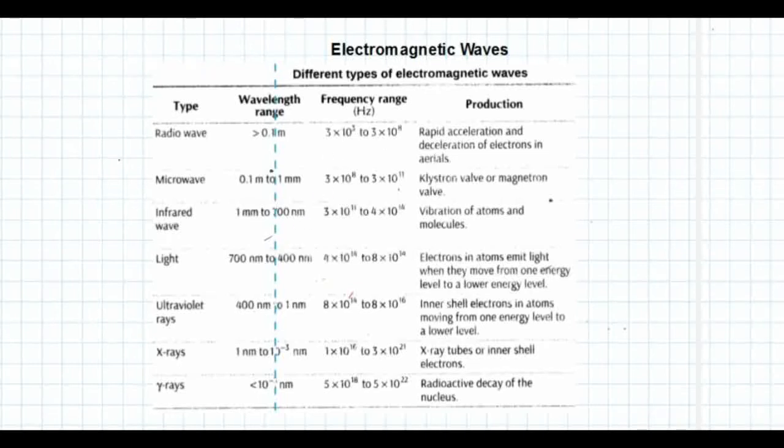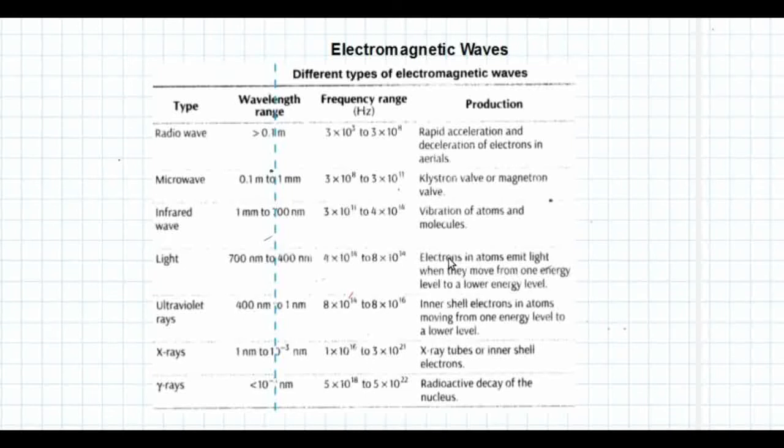Now let us look at how these waves are produced. So radio waves are produced by rapid acceleration and deceleration of electrons, right? So rapid acceleration and retardation or deceleration of electrons will produce radio waves. Then microwaves are produced using klystron valves or magnetron valves. So these are the sources of microwaves. So we are all familiar with the microwave oven. Then infrared wave, vibrations of atoms and molecules will produce infrared wave.